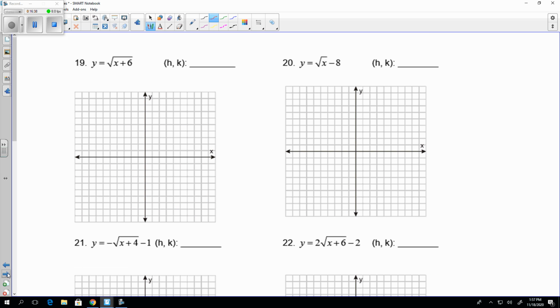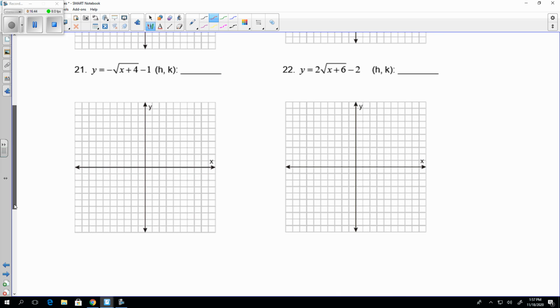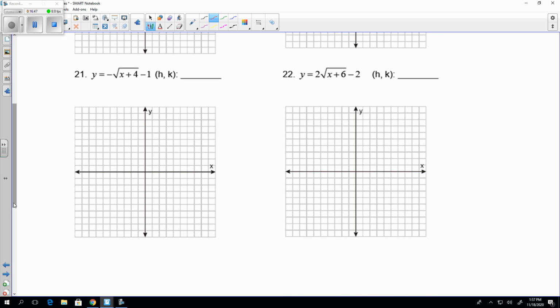Let's look at one more where there's a stretch. Okay. If we look at number 22, we have a 2 in the front. That's how I know there's a stretch happening. Still going to find my HK first, so the opposite of that inner one, so -6, and keep the outer one the same. So we went left 6, 1, 2, 3, 4, 5, 6, and down 2. That's where we're starting from. And remember our normal directions, right 1, up 1, right 4, up 2. So we do kind of need to memorize those, but that's the only one that's different. We're just focusing on these 3 parent functions instead of all of them all over again.